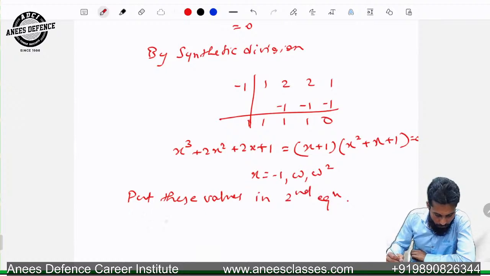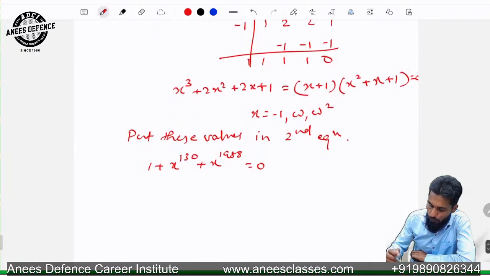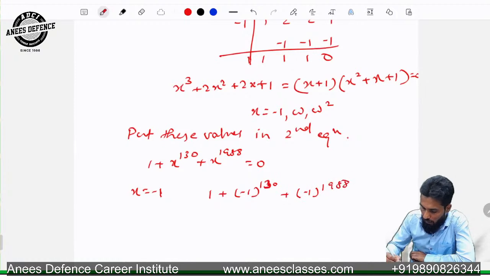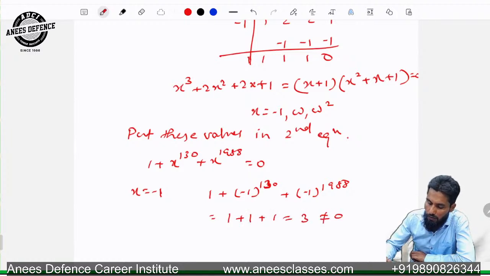The second equation is 1 plus x raised to 130 plus x raised to 1988 equal to 0, which they have given. So if you put x equal to minus 1 here, what will you get? 1 plus of minus 1 raised to 130 plus of minus 1 raised to 1988. What value do you get? 1 plus 1 plus 1, that is 3, which is not equal to 0. So this is not the common root.